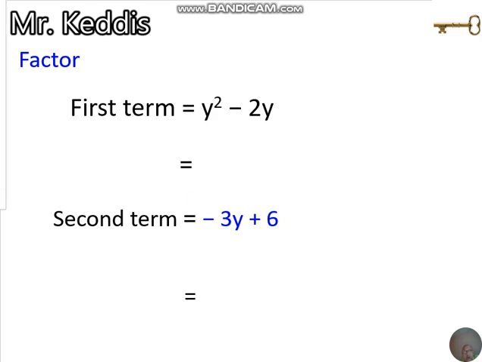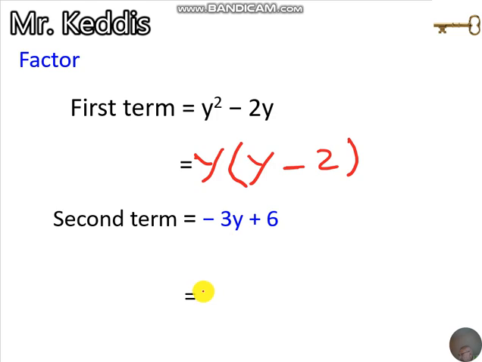To factor y squared minus 2y, I take y as a common factor. Y times what gives y squared? Y times y. Y times what gives negative 2y? Negative 2. When I multiply y times y, I get y squared. When I multiply y times negative 2, I get negative 2y.